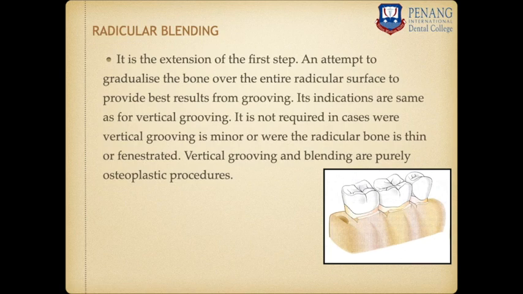So radicular blending is the extension of the first step. We are going to join those grooves which we have created in the first step, by blending the grooves together. So that is what is called radicular blending. The attempt is to gradualize the bone over the entire radicular surface to provide the best result with grooving. Its indications are the same as for vertical grooving. It is not required in cases where vertical grooving is minor or where the radicular bone is thin or fenestrated. Vertical grooving and blending are purely osteoplastic procedures.